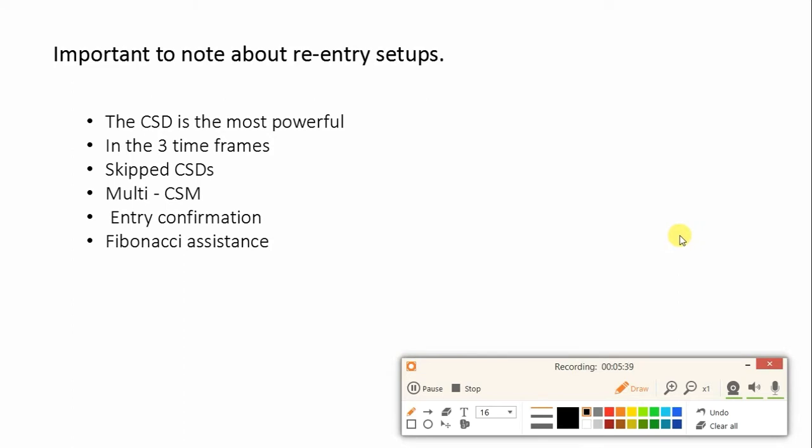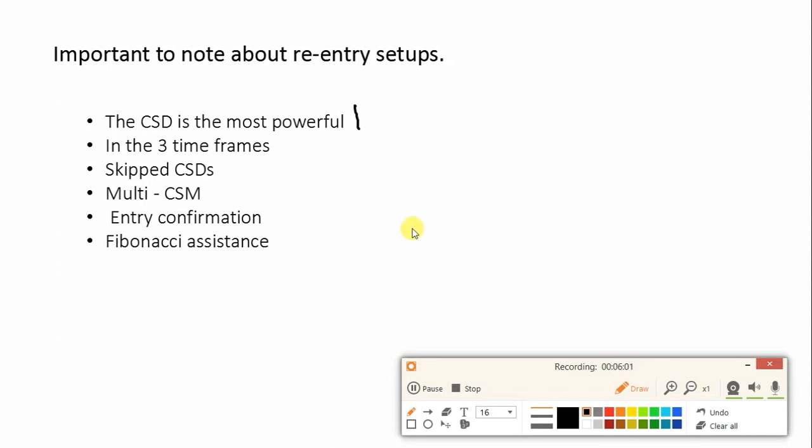So I'd like for us to go through some points which I think are important to note about re-entry setups. First of all, just note that the CSD is the most powerful. Excuse my horrible drawing, I'm using a mouse. Anyway, CSD is the most powerful entry. Like I've mentioned before, I can sing this all day. Do not underestimate CSDs.